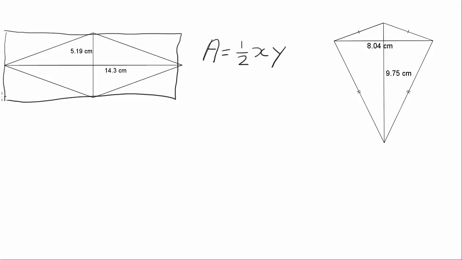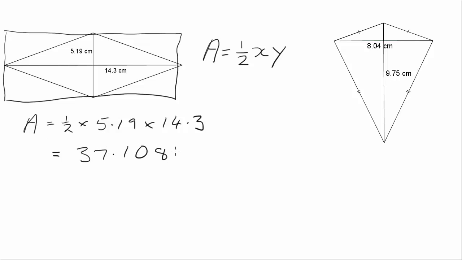So for a rhombus the area is simply going to be a half of 5.19 multiplied by 14.3, and our calculator tells us that that is 37.1085, and rounding to one decimal place, therefore our area of the rhombus is 37.1 square centimeters.